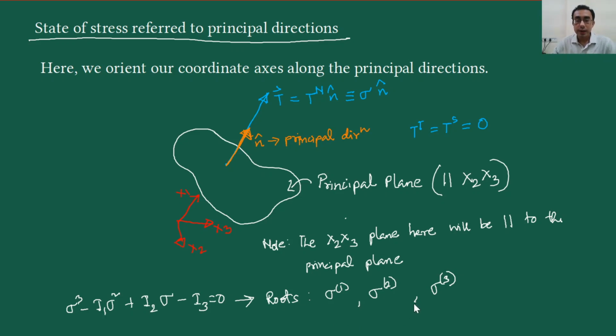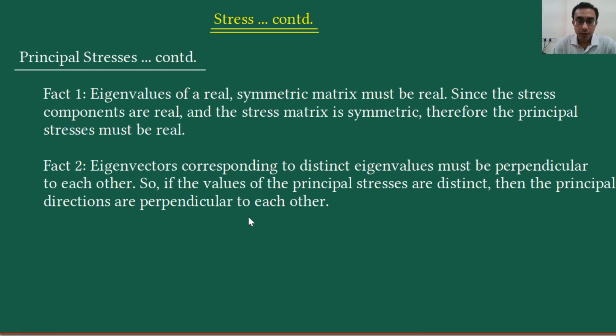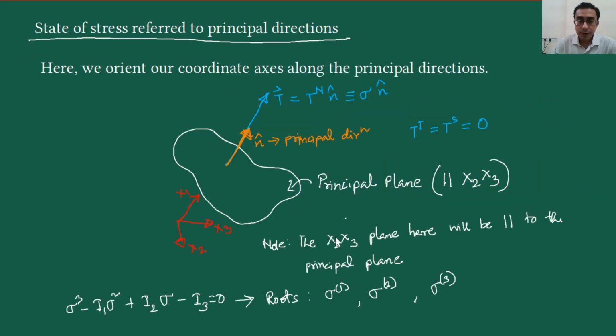Suppose these are the roots, and as we have said, these need to be distinct. These three roots need to be distinct in order that the principal directions are perpendicular to each other, going by fact 2 which we have written down here: if the values of the principal stresses are distinct, then the principal directions are perpendicular to each other. So we are working under that assumption. If sigma 1, sigma 2 and sigma 3 are distinct, then this Tn value, this generic sigma that we have noted down here, will be any one of these three values, sigma 1, sigma 2 and sigma 3.